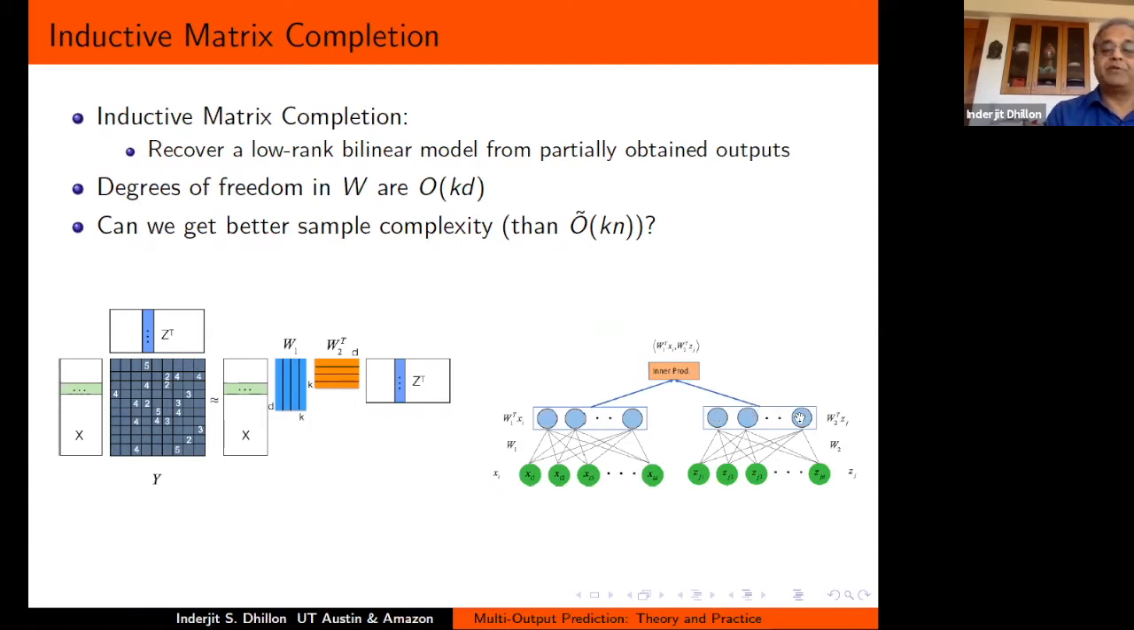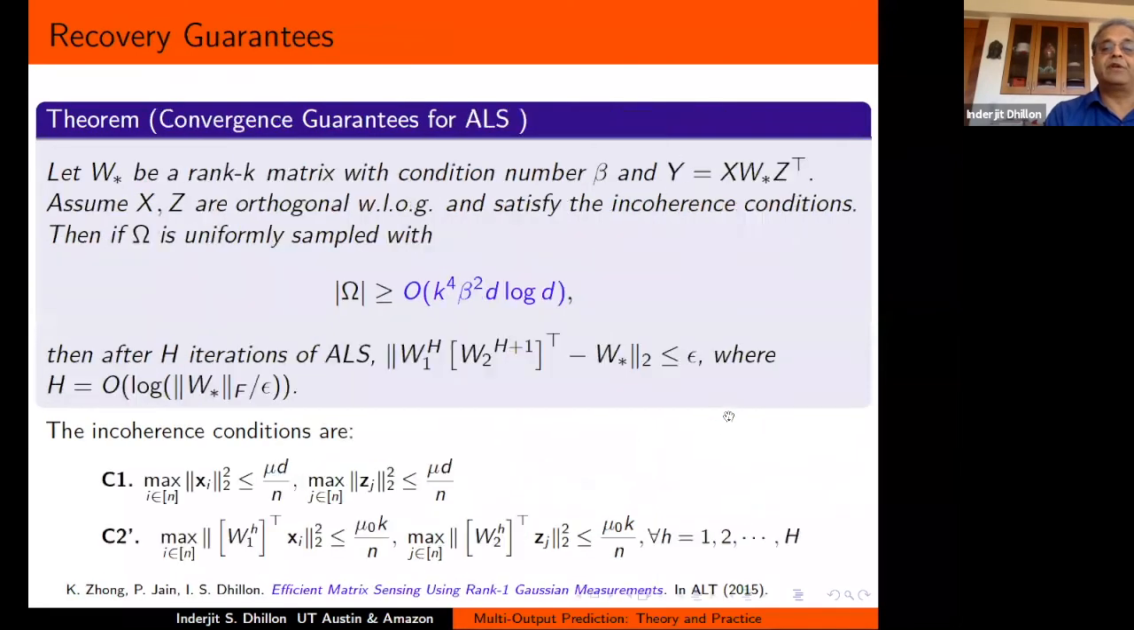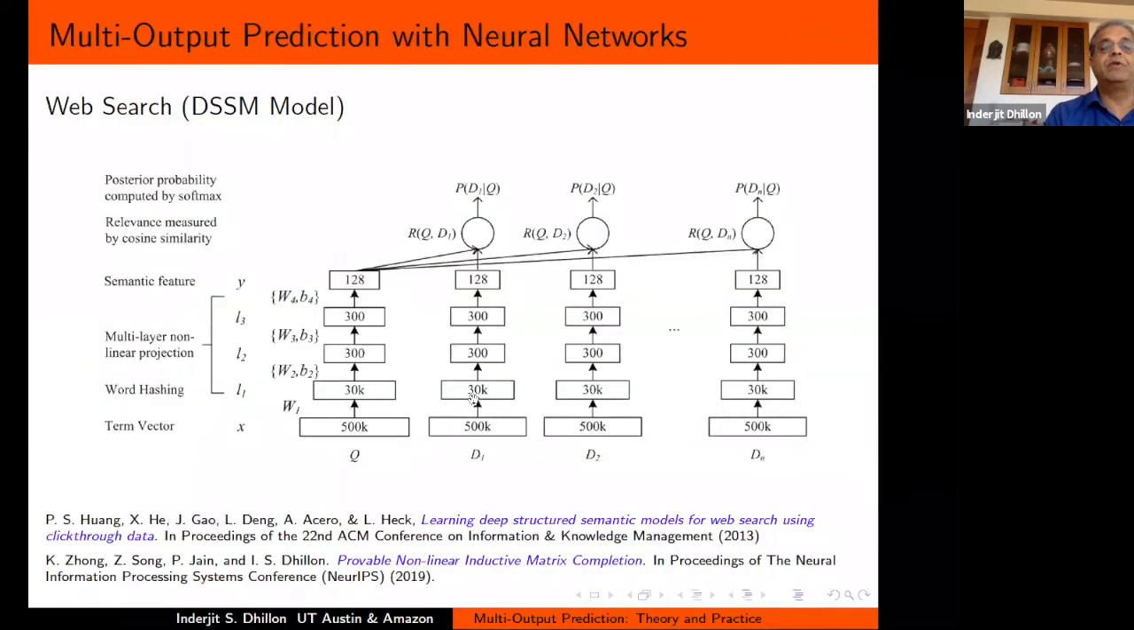However, this is actually used quite a bit in practice, and that's what this slide shows. So this is a deep structured semantic model, which has been used for web search. This paper came out of Microsoft Research. And this is an example where now you don't have a simple one-layer neural network, but you have actually multiple layers. In this case, I guess there are about 5 or 6 layers, and there are non-linearities at each step. So inductive matrix completion is used in practice quite a bit.